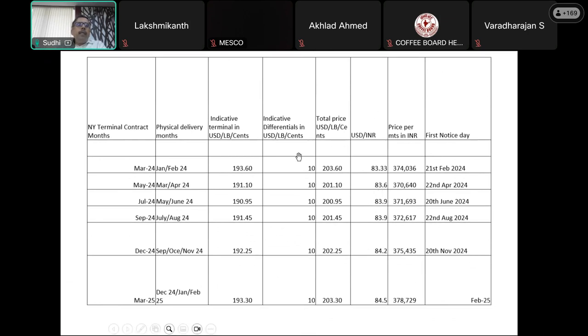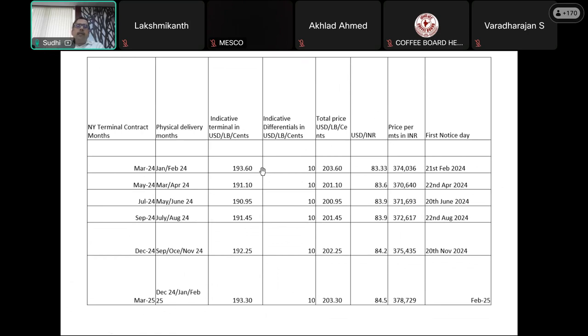Again, physical delivery months: Jan and Feb go against March, March and April go against May, May and June against July, July and August against September, September, October and November against December, and December, January and February against March. And here the price at which these markets trade is in cents per lb, and each lot here is about 17 metric tons.